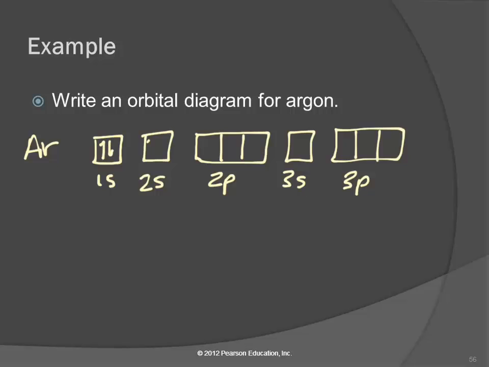1, 2, 3, 4, 5, 6, 7. They're going to fill separately first. 7, 8, 9, 10, 11, 12, 13, 14, 15, 16, 17, 18. Argon is a noble gas. It fills those boxes up completely. The next level with the 4s is empty. Any questions? Orbital diagrams are real helpful when you're learning to do this, but we don't actually use them a lot. They're more of a learning tool.